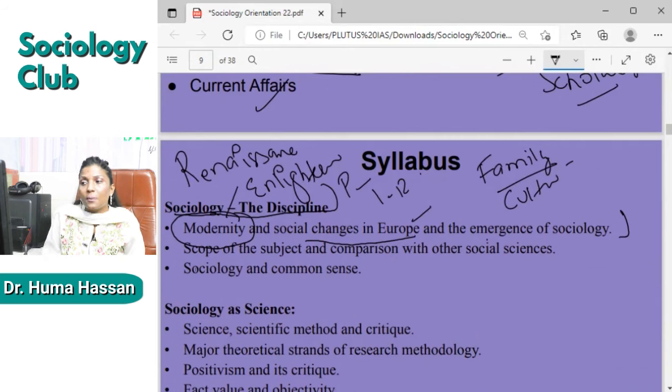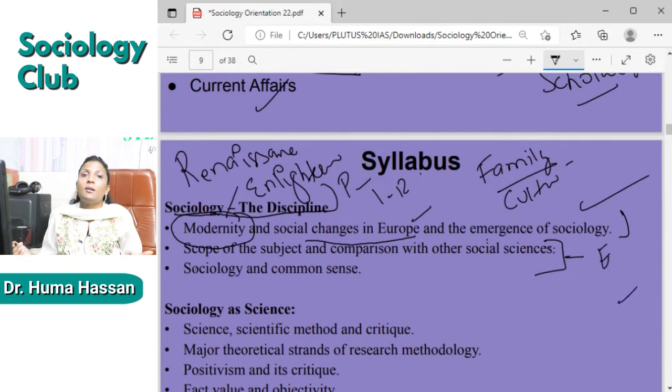And then the scope of the subject in comparison with other social sciences. It is indeed a very important topic. This is one thing which makes you a student of sociology and helps from the essay till the interview. This is very important. Then sociology and common sense. What is common sense? Common sense comes because we do observation.